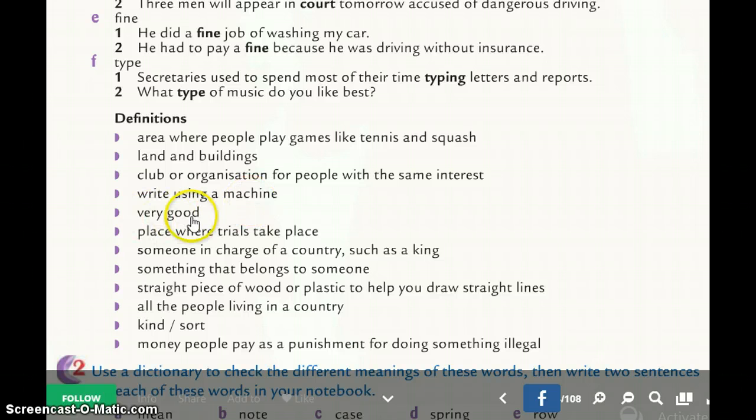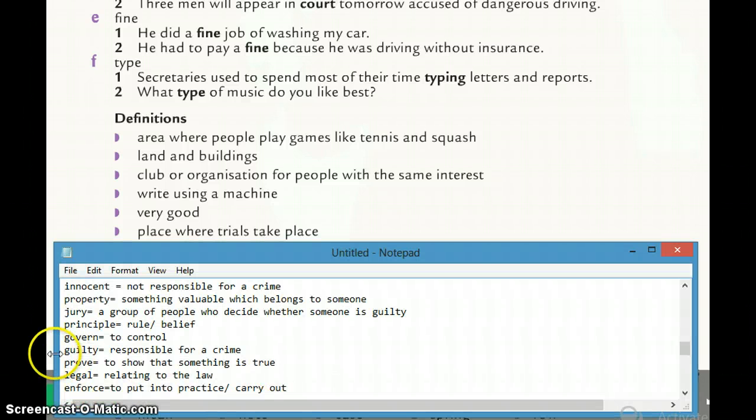Using a machine, very good. Place where trials take place. Someone in a large country such as a king, something that belongs to someone. Straight piece of wood or plastic. All the people living in a country are called society.